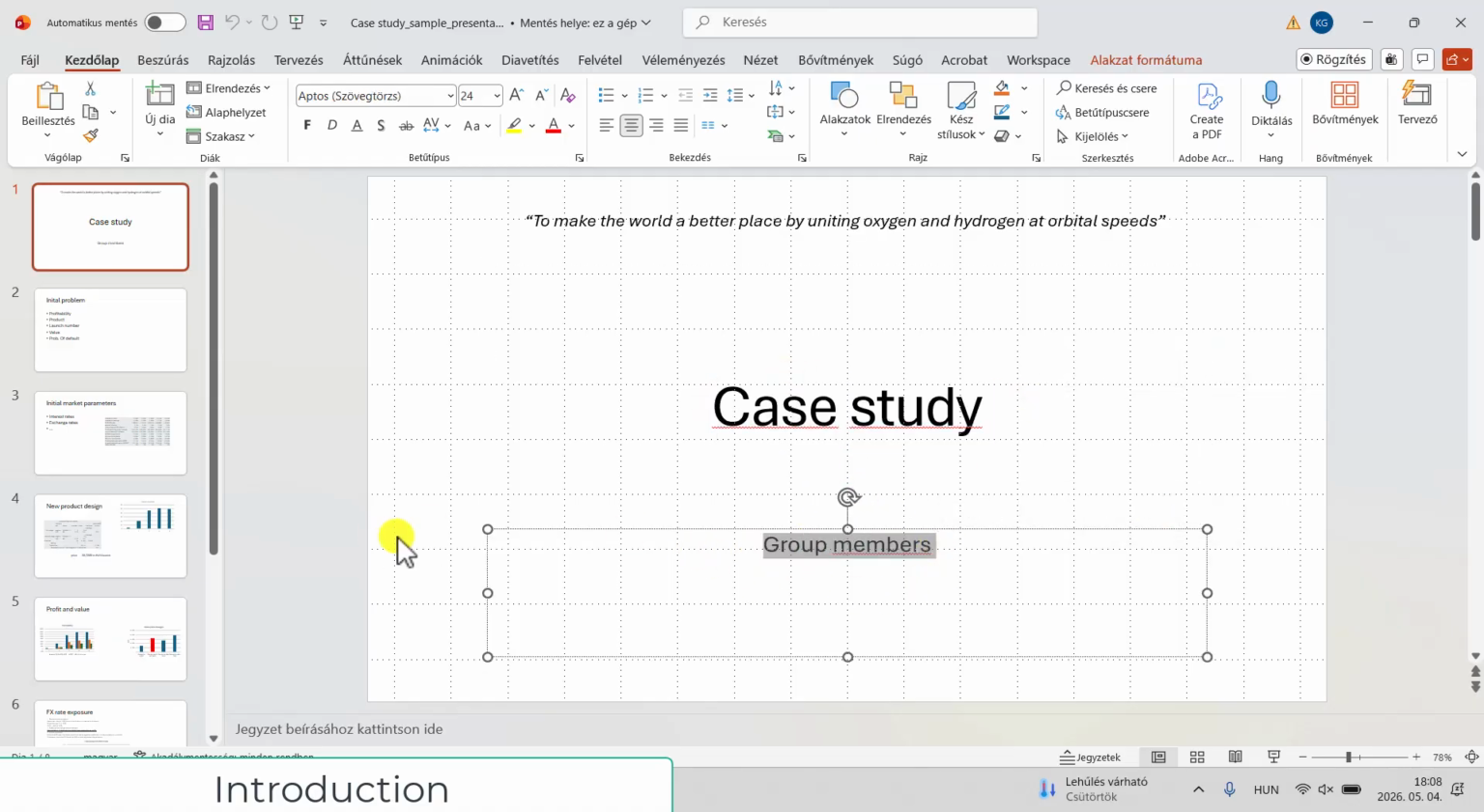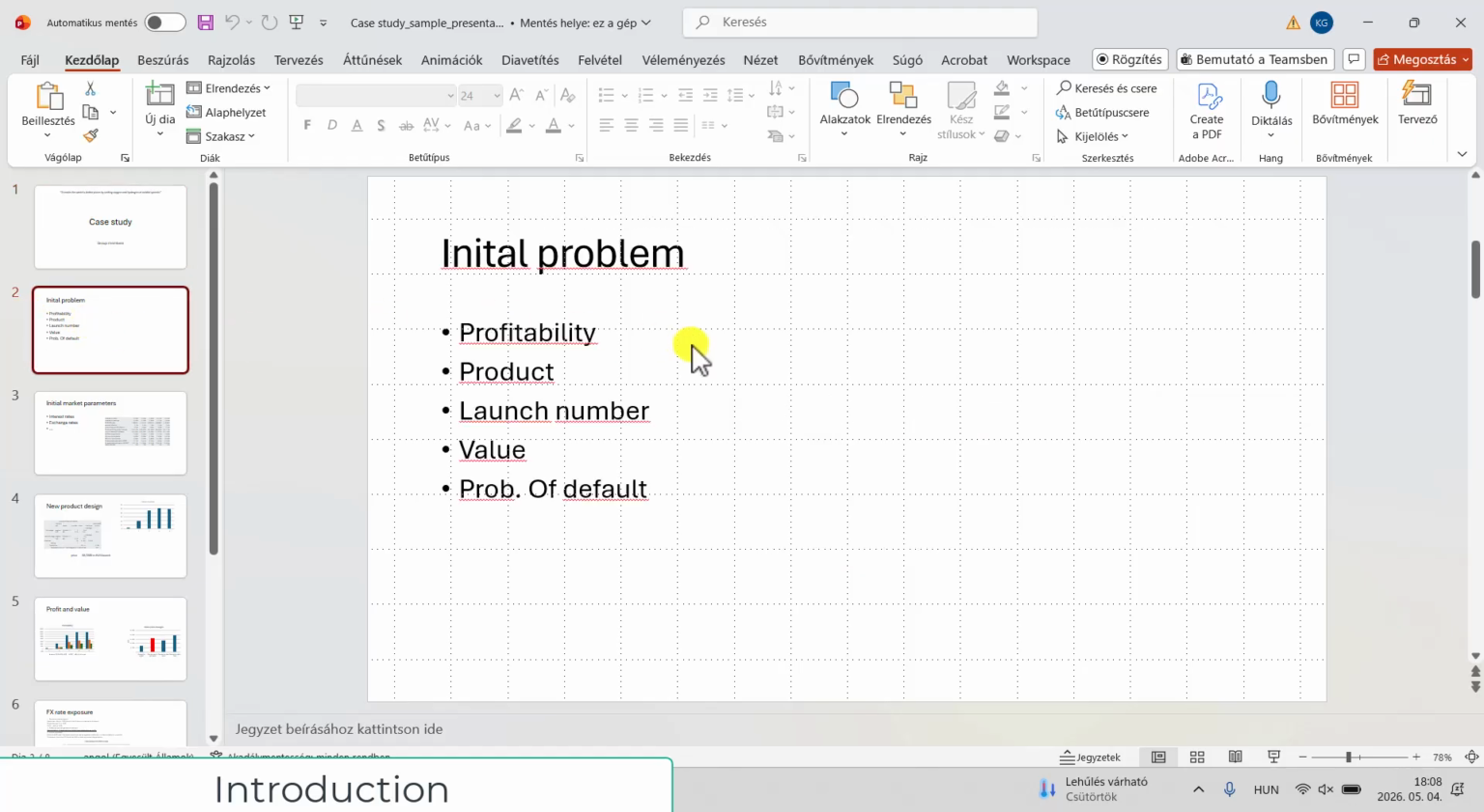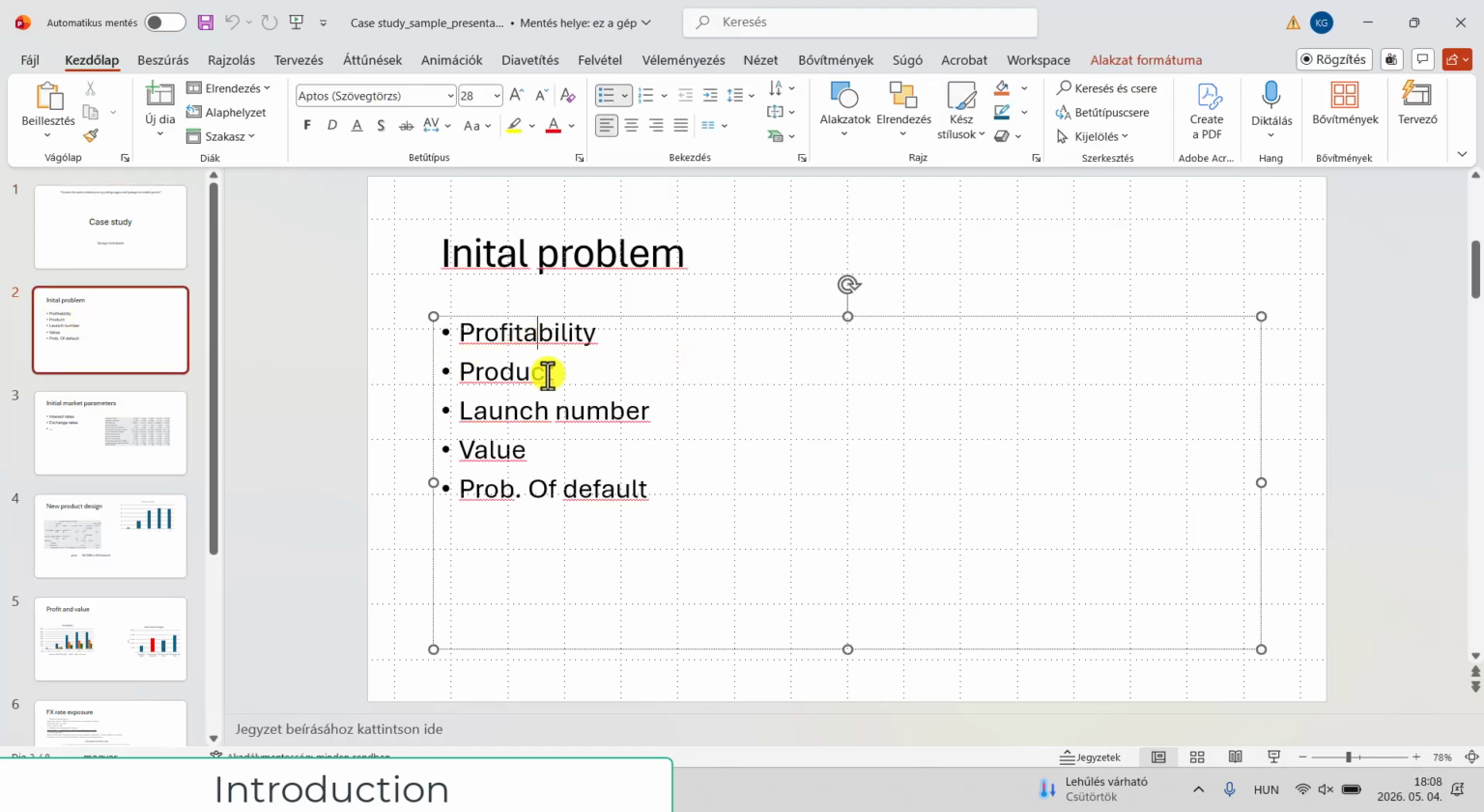Obviously we need the group members here. Then we need an initial problem. So obviously we have to talk about why profitability of the company is terrible, why the product proposal, how does it look like, then what kind of launch numbers can we expect, what will happen with the value, and what is the probability of default for all of this.